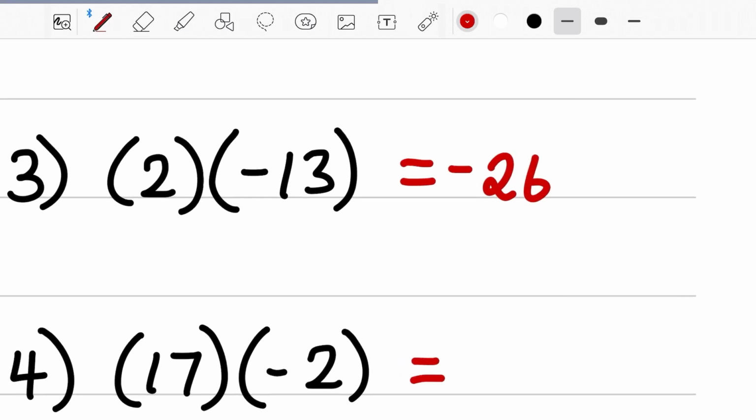For number 4, we have 17 times minus 2. So 17 times 2 is 34.